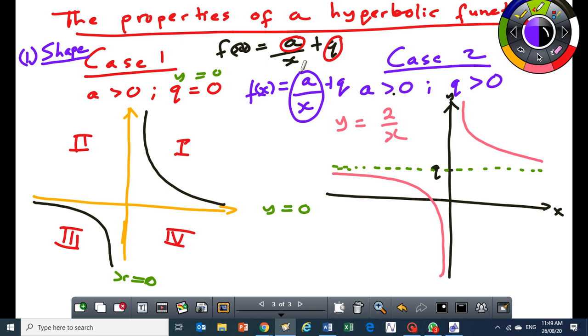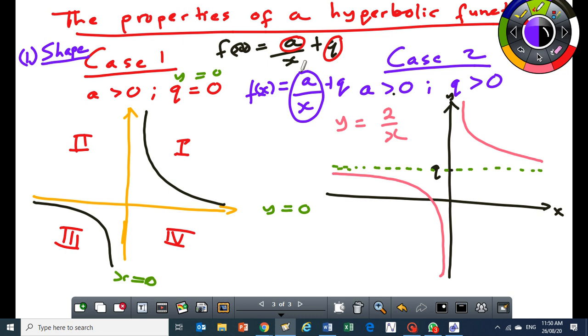So for this case here, that is case 1, your x-axis is an asymptote. Okay? That's why when you sketch it, the curve will never touch the x-axis. Also, the y-axis is an asymptote, and the equation of the y-axis is x equal to 0. Okay? You can get a question asking you to write down the equation of an asymptote. That's a very common question. Okay? And the foundation is laid now. Right, so that's the first case.